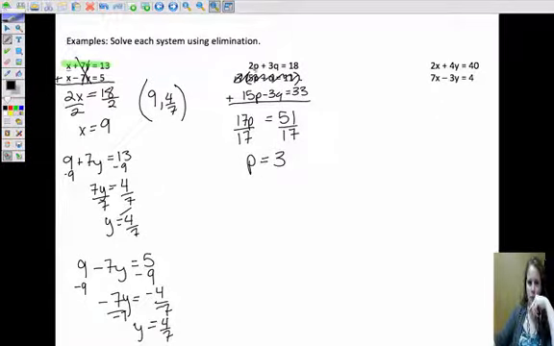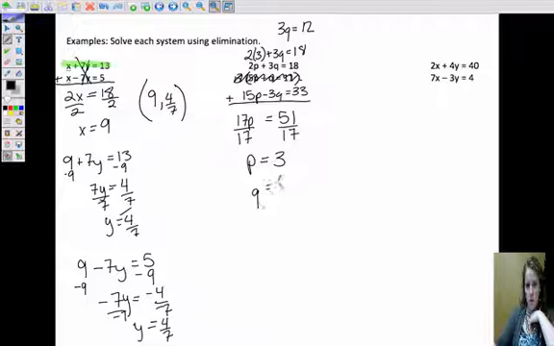And then if we plug that back in, let's plug it in here, we'd have 2 times 3 plus 3q equals 18. So that'd be 6 plus 3q, minus 6 from both sides, so 3q would be 12, and then q would be 4. So our point would be (3, 4).